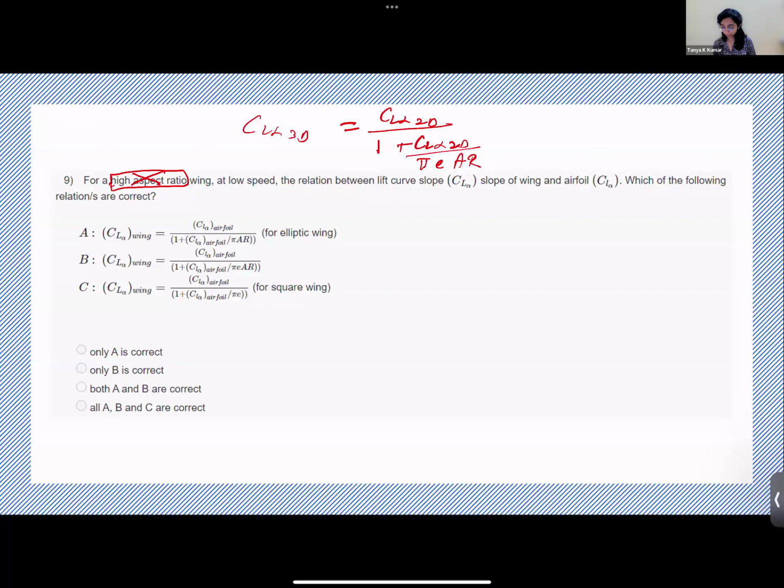Why are all of them correct? So this is a direct formula, what we've written there. For an elliptical wing, e. What is e in this formula? What is that small e? Oswald's ratio, yes. So it's the span efficiency factor, which is equal to 1 for elliptical. Which is why there's e absent here. So this is right, this is right. And for a square wing, aspect ratio is 1. We just came up with that. So that's why aspect ratio is absent there. So all three are right.